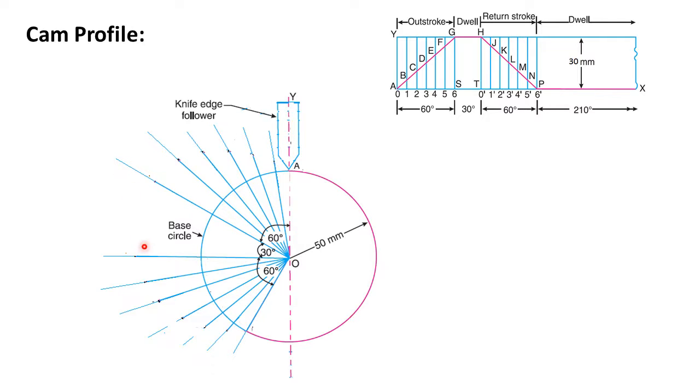If you draw these lines a bit longer, it is fine. All are thin lines, you can draw them to any length. So this is a dwell. For the cam, the follower will remain at rest, so we will not make any divisions here, as we have not done here either. And then for the last return stroke of 60 degrees, there also we will make 6 divisions.